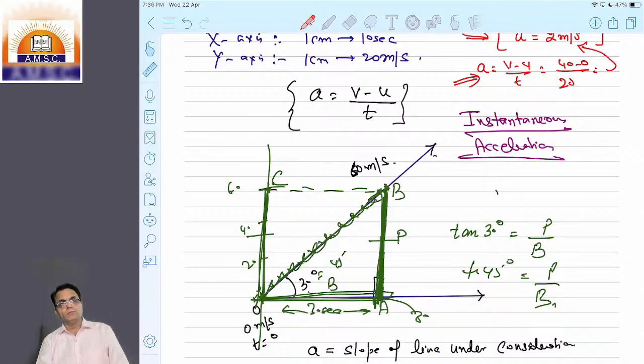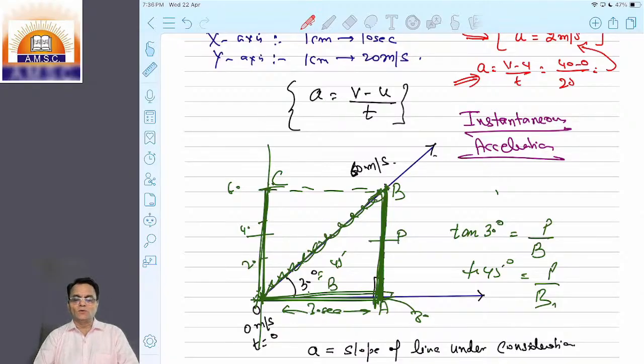Acceleration of a moving object can be estimated graphically by finding out the slope of the line under consideration, which in turn is equal to the conversion of that line in the form of a right angle triangle, a part of the right angle triangle, and is always equal to the slope. Slope is the ratio of perpendicular upon base. And then how to find out the distance.